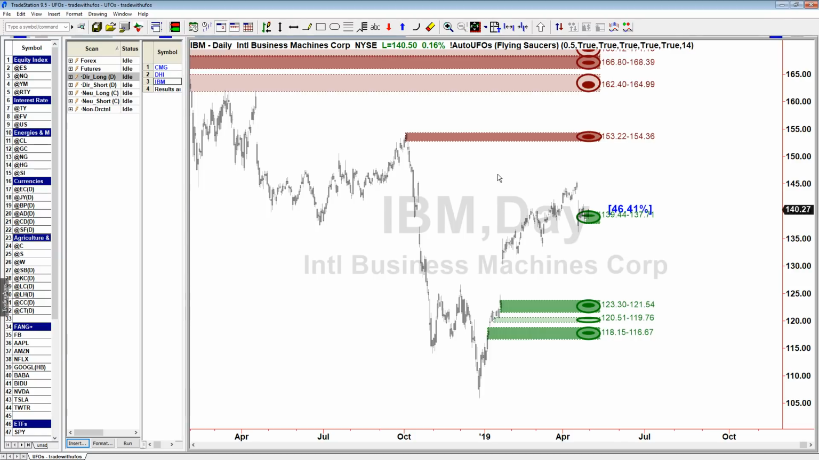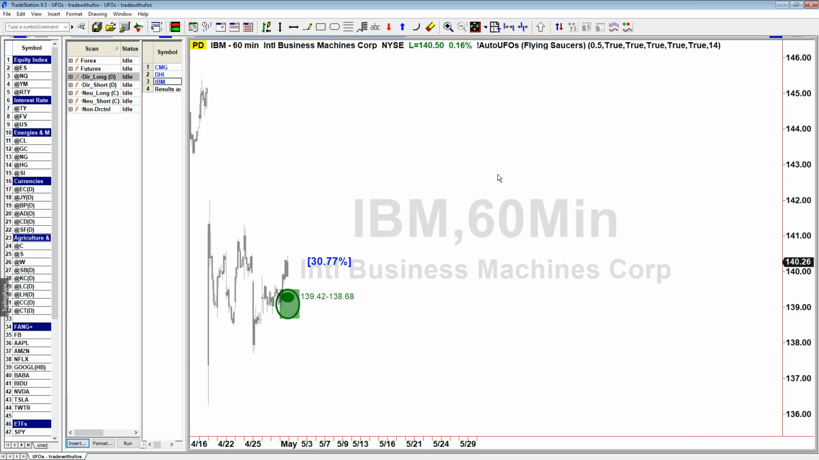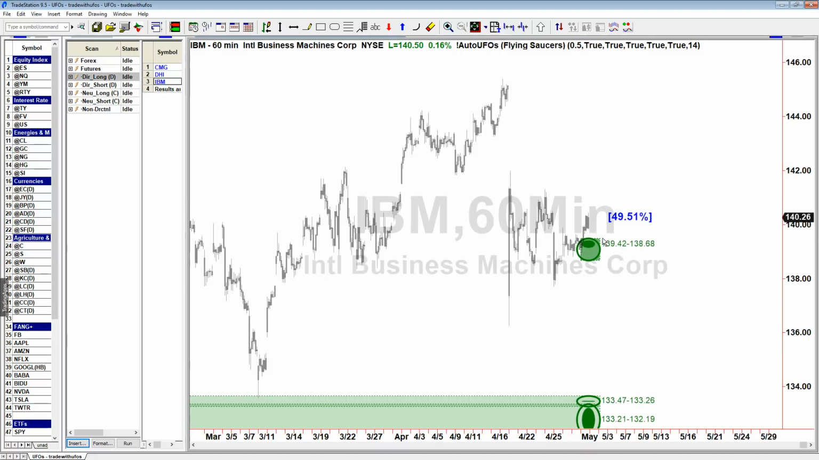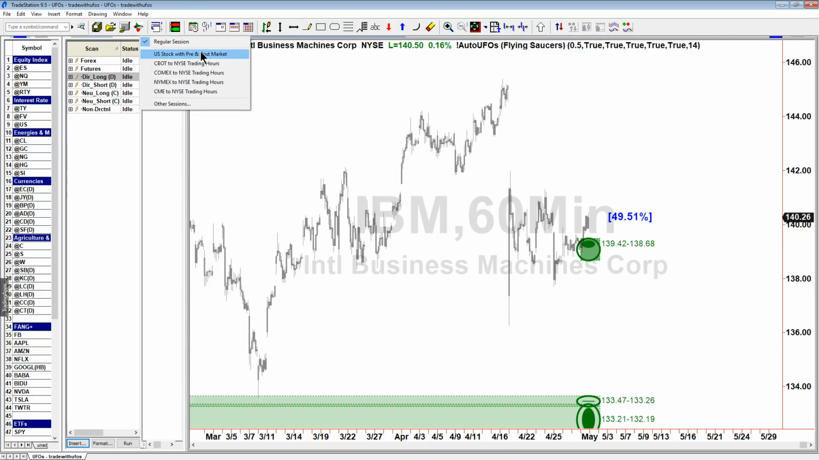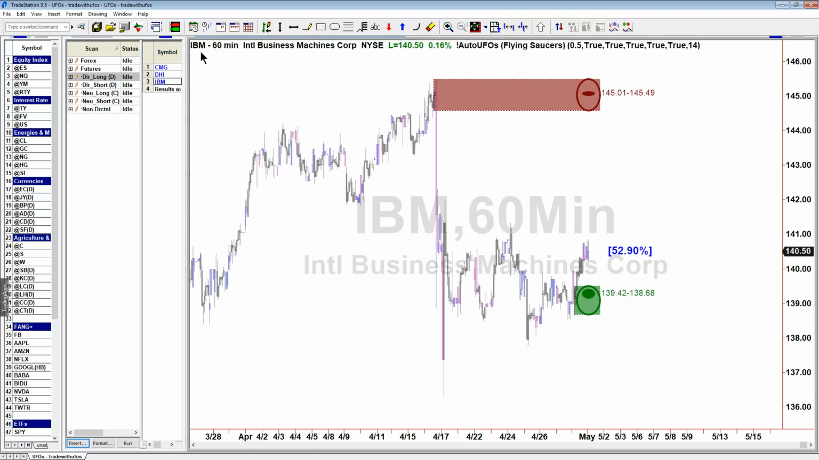So what are we going to do? Just to have a little bit of extra confirmation, I would like to drop to the 60-minute time frame to see what we have there. And we have a UFO here. 49.51% is the performance in this time frame. I would like to check pre and post market data to see how IBM is traded pre and post market. Let's see, we got more than 49. We actually got 52. So the unfilled orders added pre and post market is not the case for all stocks, but in the case of IBM they are the most significant.